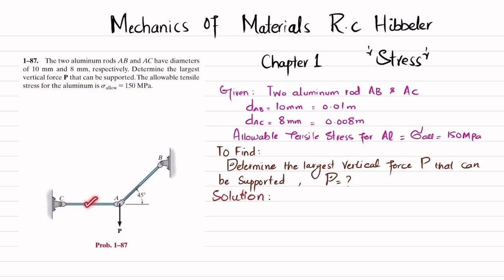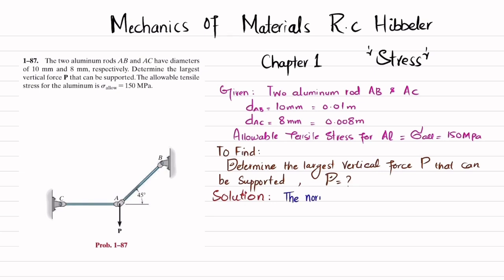You can see this is rod AC and this is rod AB, which is acted upon by a load of P. Remember, AB makes an angle of 45 degrees with the horizontal, and the allowable tensile stress is 150 megapascal. You have to find the load P that can be applied on this system. So let's start the solution. Due to this force, there will be a normal load in rods AC and AB. So how will we find this? Let me write it.